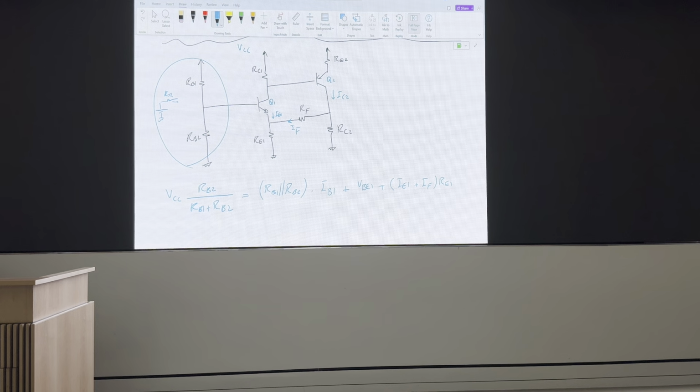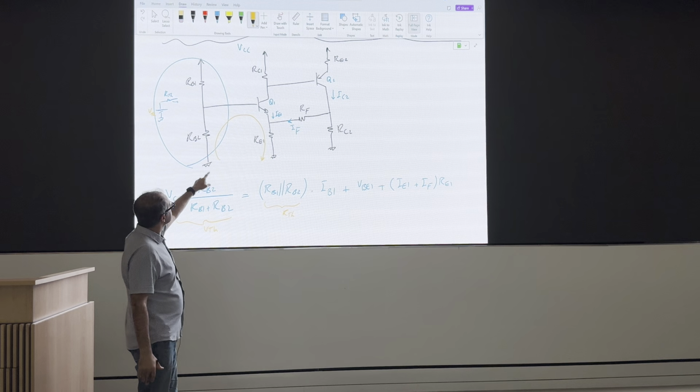Right, but the combination here is replaced with that. So this is V Thevenin over there, and this is R Thevenin. Oh, I see. Okay, so I have two unknowns. I need to find one more equation to solve this.